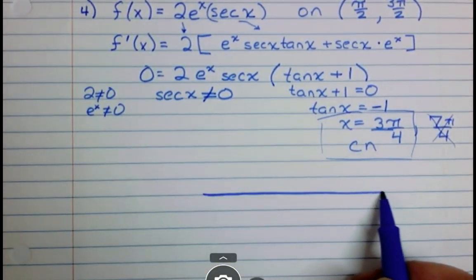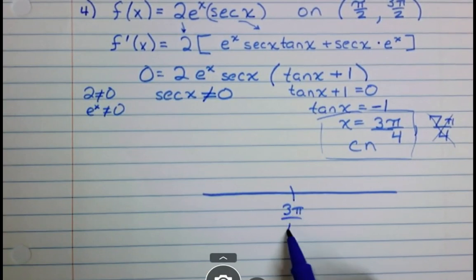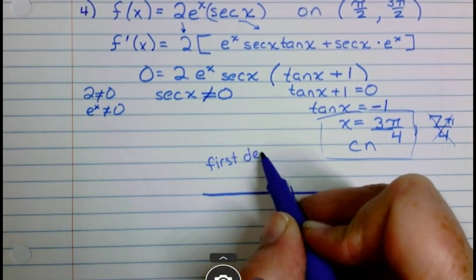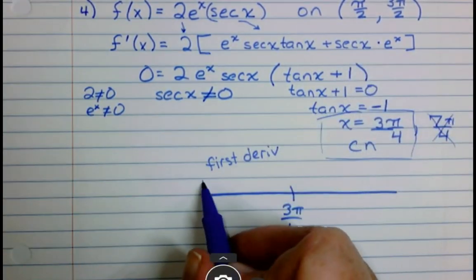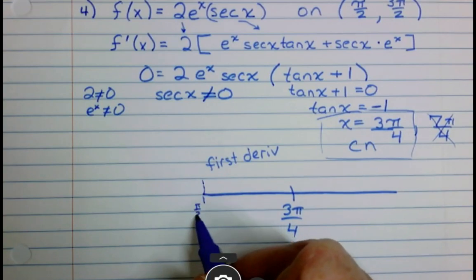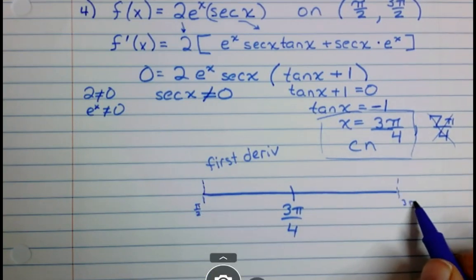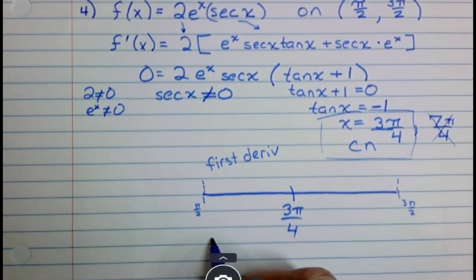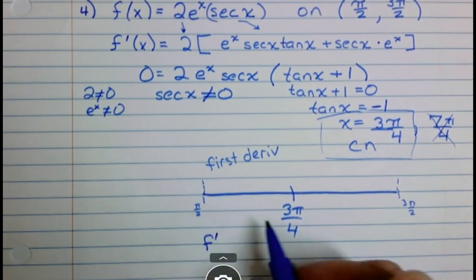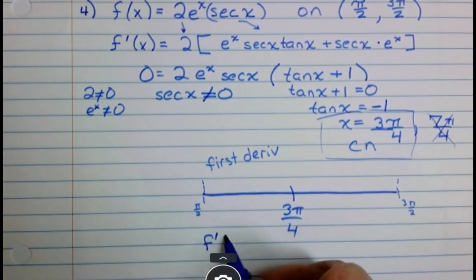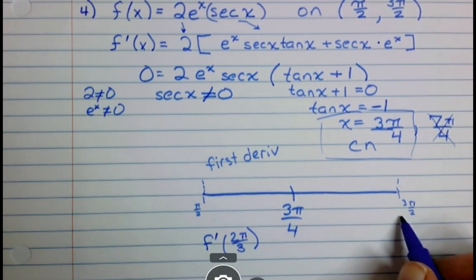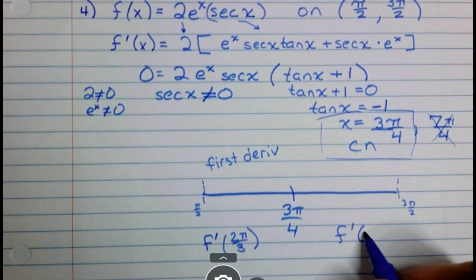So let's make our sign chart. 3 pi over 4. This is a first derivative test. I know that I don't want to go past pi over 2, and I don't want to go past 3 pi over 2. So I'm going to have to keep my test values close. Okay, so what can I test here? What is between pi over 2 and 3 pi over 4? 2 pi over 3 is what comes to mind there. And what is between 3 pi over 4 and 3 pi over 2? Well, what comes to mind there is pi.